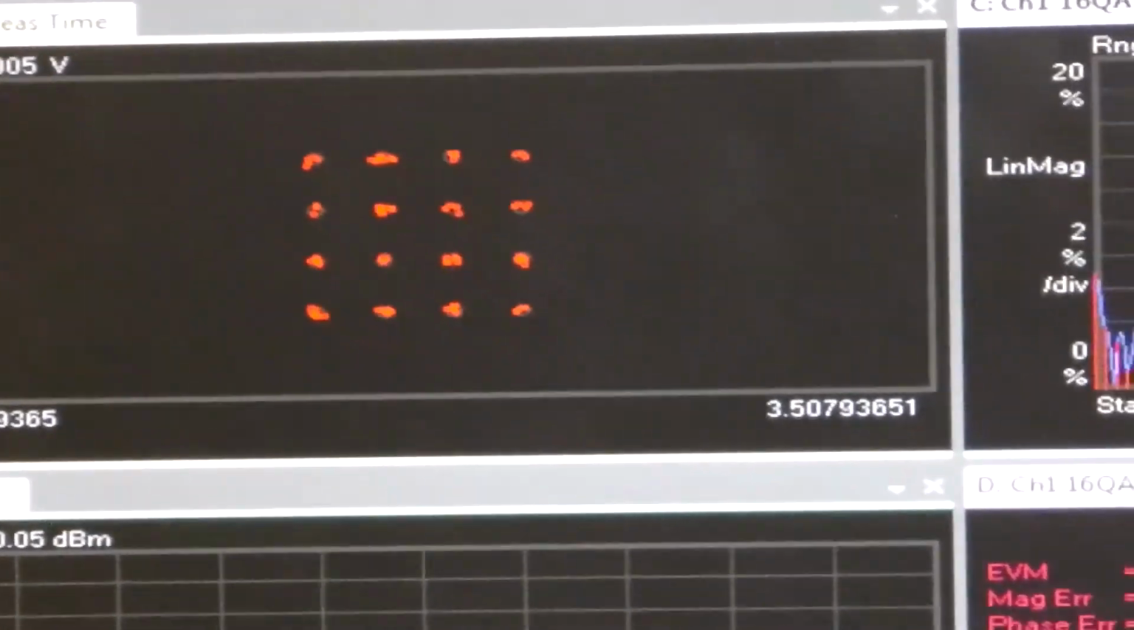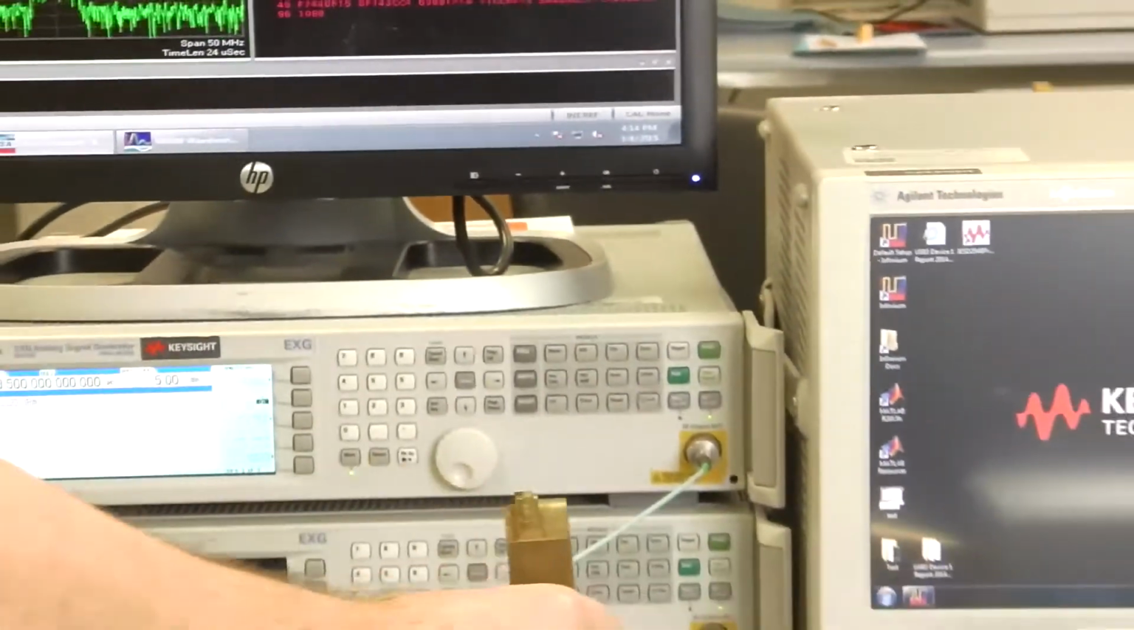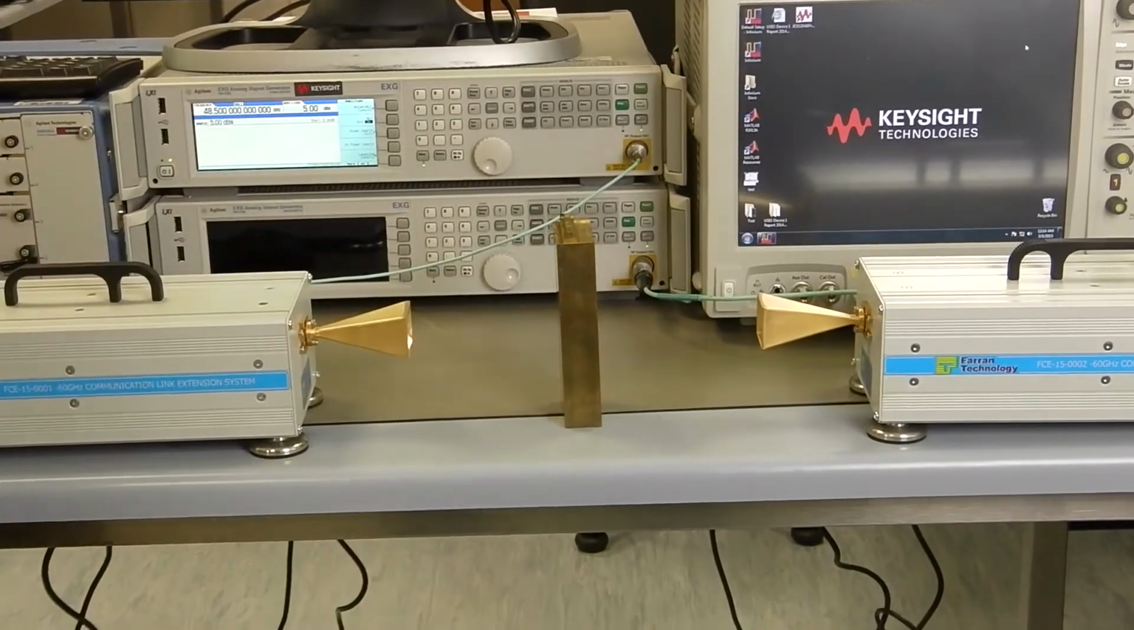And just to show that we are actually transmitting a 65 gigahertz source or signal.